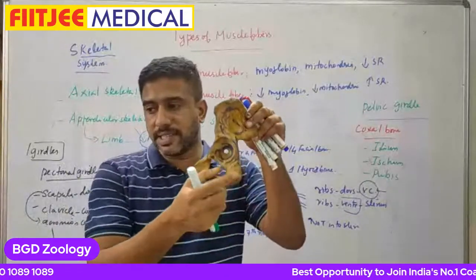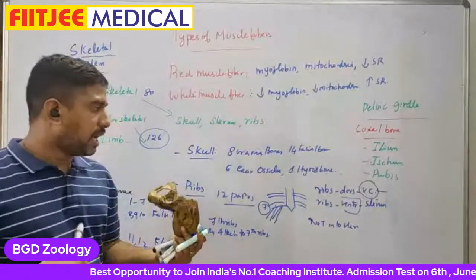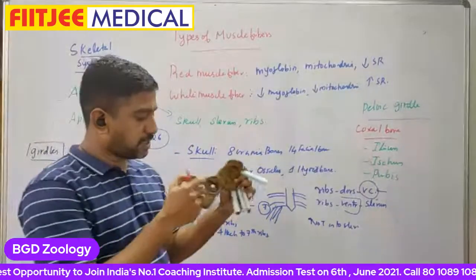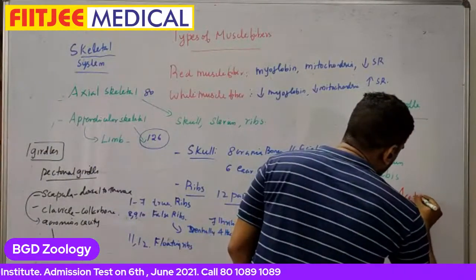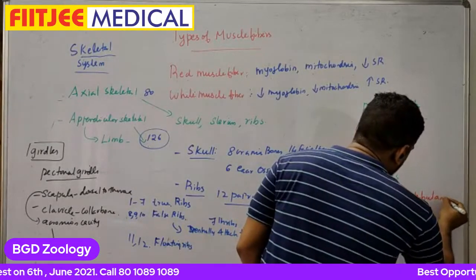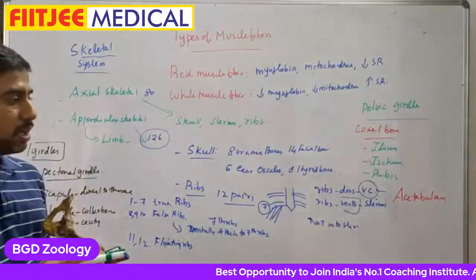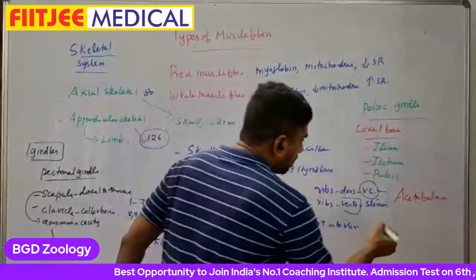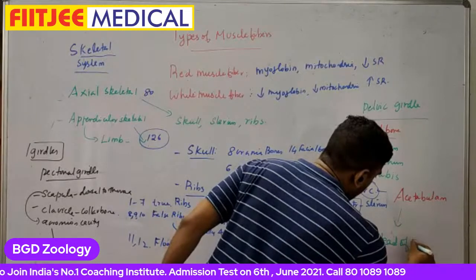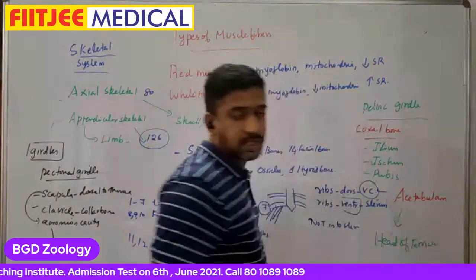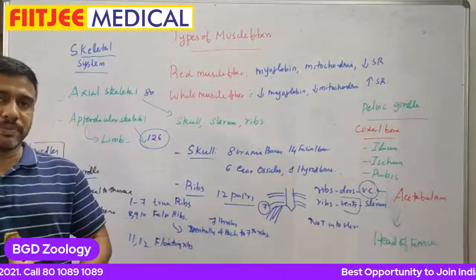And you can see that there is a cavity present here. This cavity we call the acetabulum. What is this cavity in the pelvis region called? Acetabulum. Into this acetabulum, who will attach? The head of the femur. The head of the femur will attach into this acetabulum. Clear? That part also, please remember.